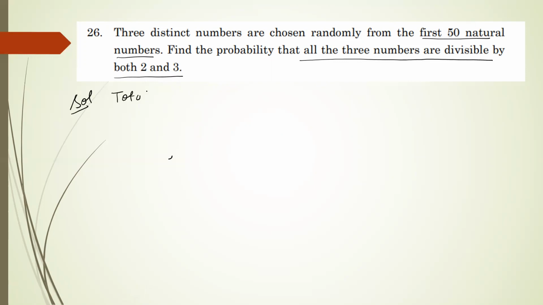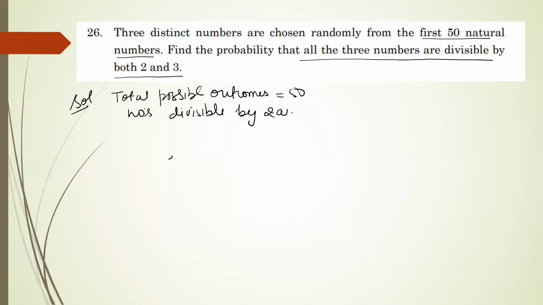See, total possible outcomes given to us are 50. And numbers divisible by 2 and 3, can somebody tell me? Yes, it starts from 6 and 12 and 18 and 24 and 30 and 36 and 42 and 48. Right.